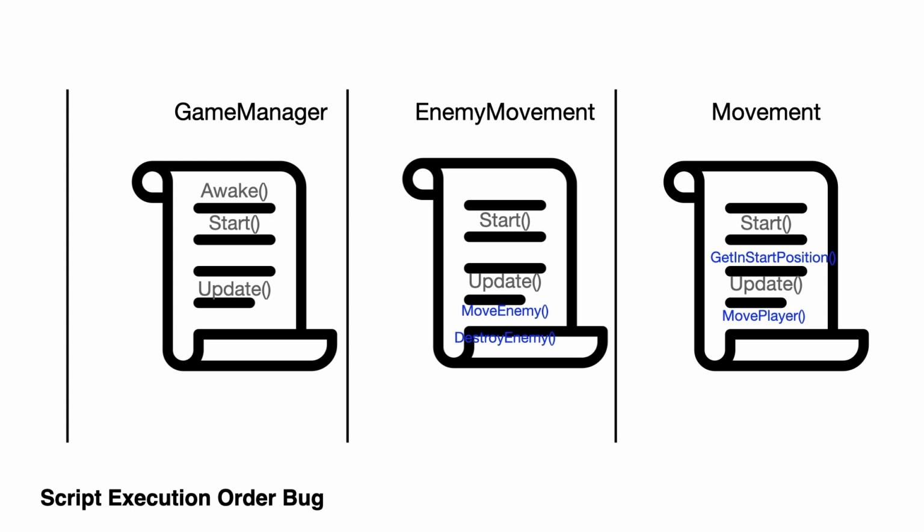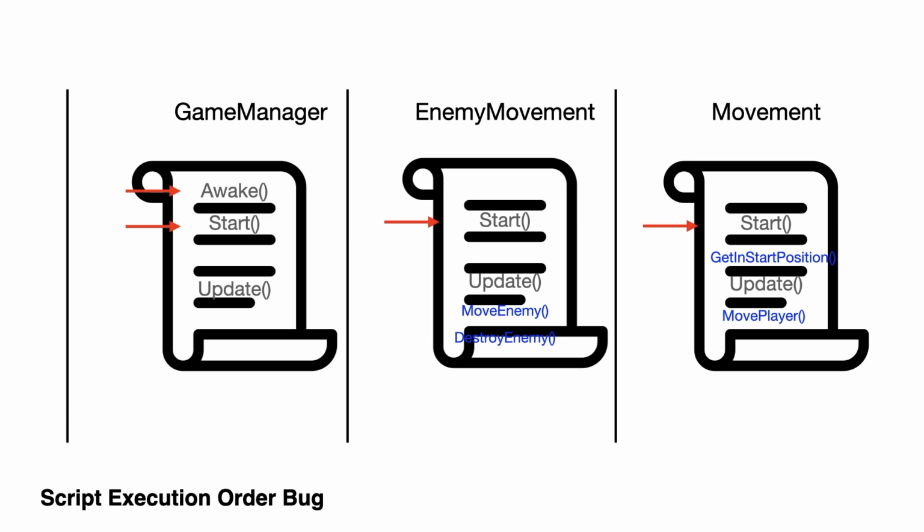In our game we have 3 scripts so far: a GameManager, an enemy movement, and a movement script. We now know that Unity starts executing the awake methods of each script. In our case, only the GameManager has an awake method. Then the start methods get executed. We don't know which script will be executed first.